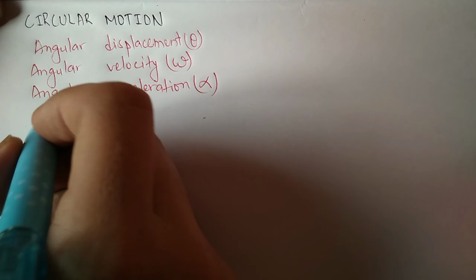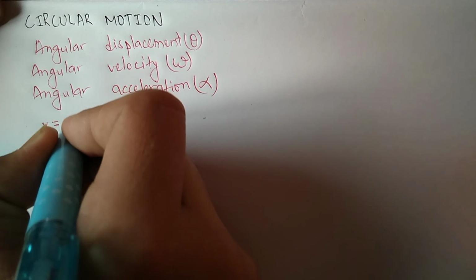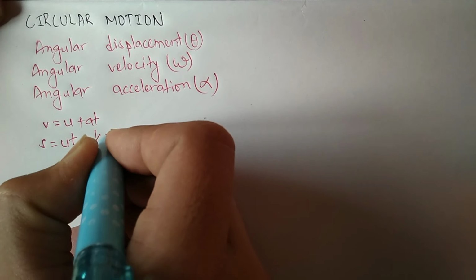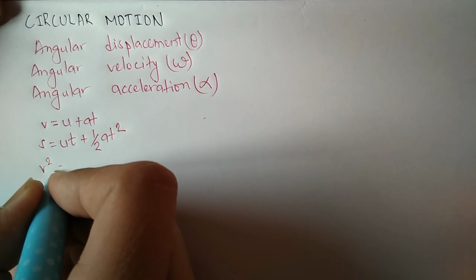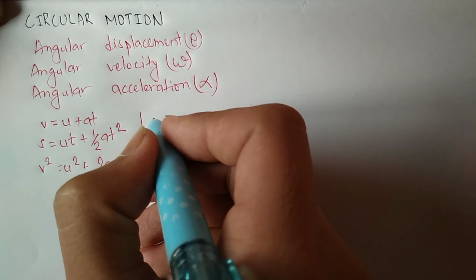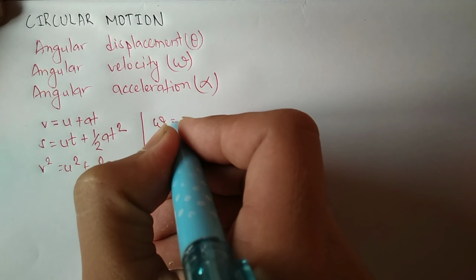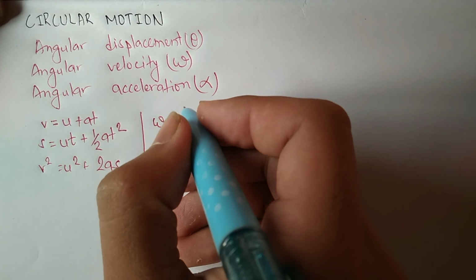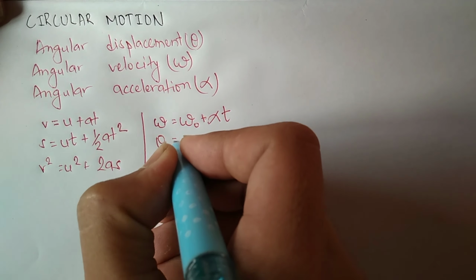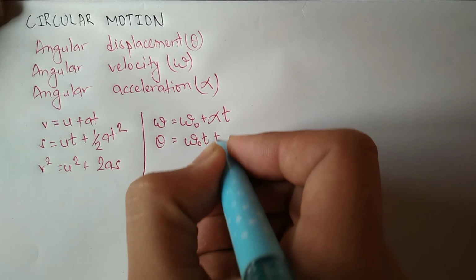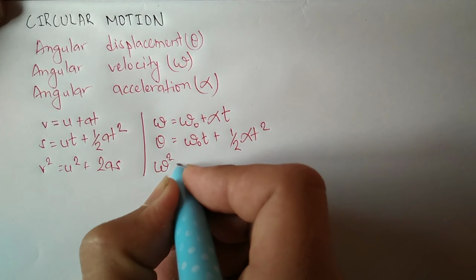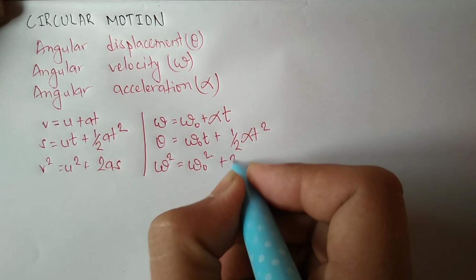Well, we know in linear motion there are some formulas: v is equal to u plus at, s is equal to ut plus half at square, and v square is equal to u square plus 2as. Now we can take it in circular motion: angular velocity omega is equal to omega naught plus alpha t, and theta is equal to omega naught t plus half alpha t square. Omega square is equal to omega naught square plus 2 alpha theta.